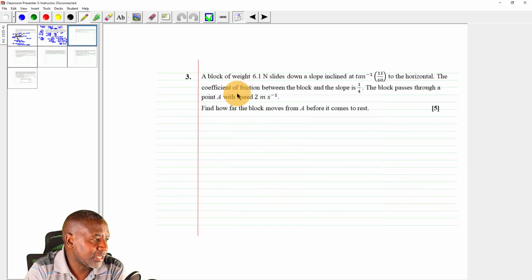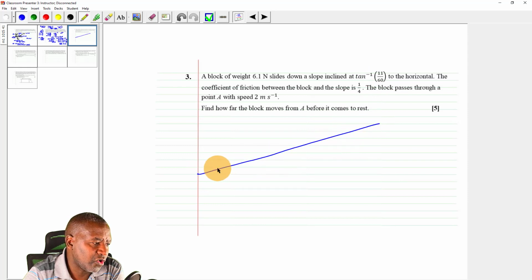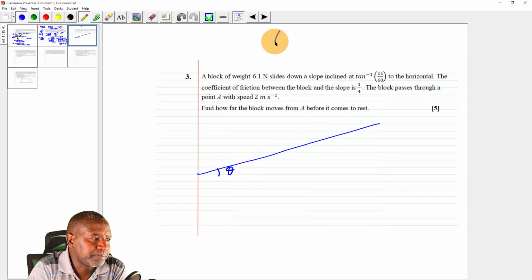And here we are at question 3. We are given that a block of weight 6.1 newtons slides down a slope inclined at tan inverse 11 over 60. That angle theta will be the slope. If we call this theta, then tan theta is going to be equal to 11 over 60.